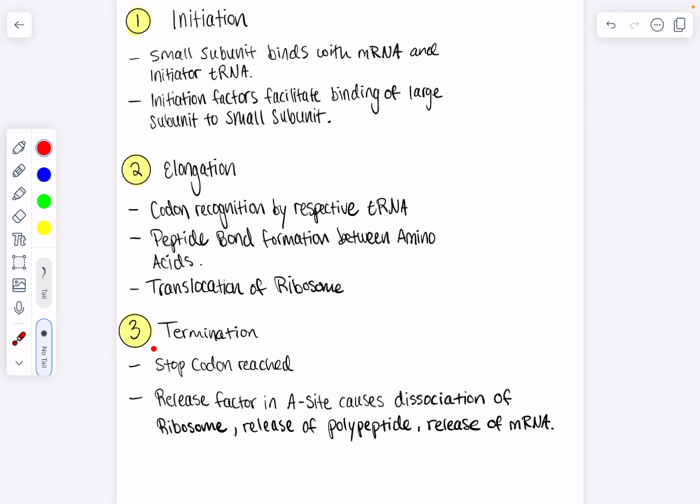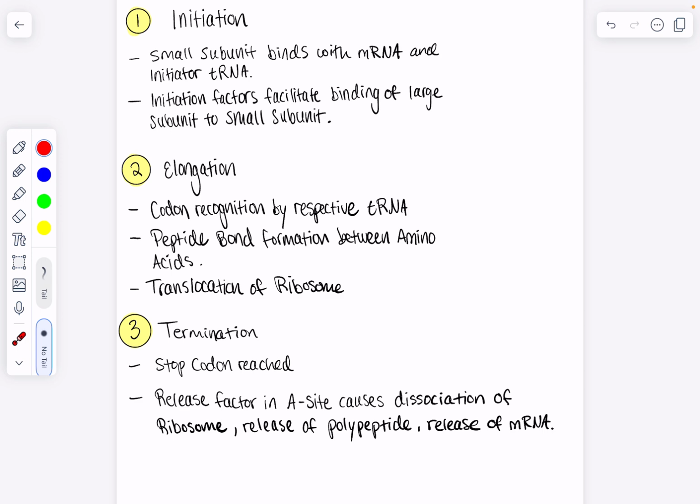And step number 3 of translation is termination. Exactly just how it sounds, translation is going to end in termination. And this happens when the stop codon of the mRNA is reached. This is because the stop codon is going to code for the release factor in the A site, which causes the dissociation of the ribosome, the release of the polypeptide, the release of the mRNA. So everything dissociates and translation ends.